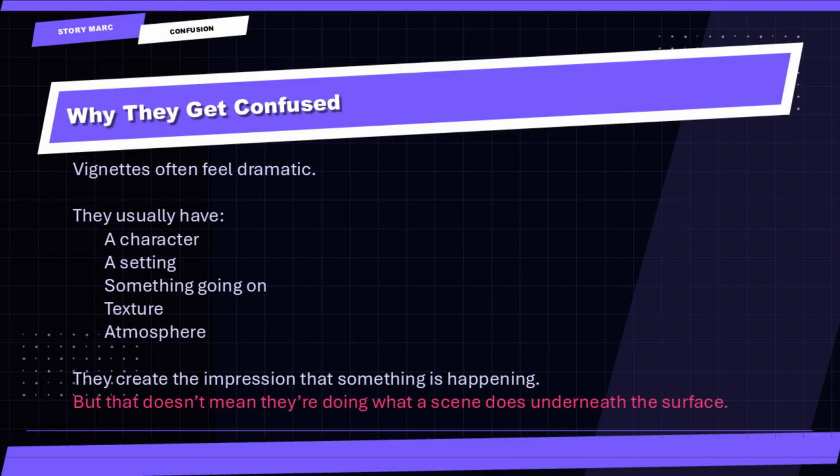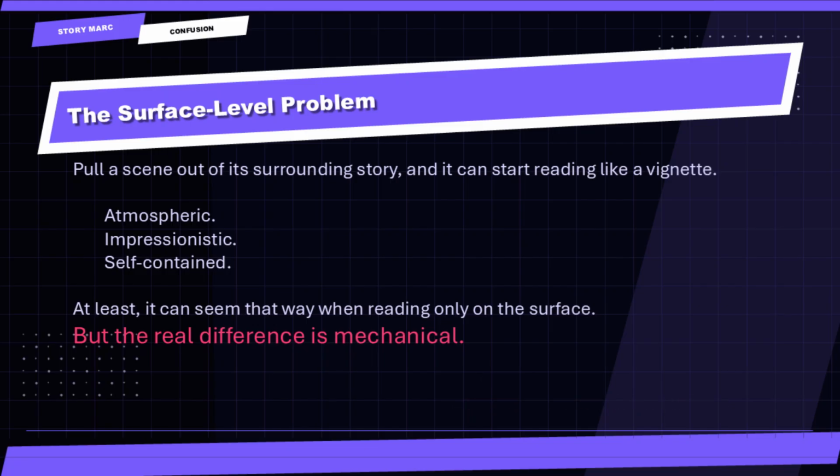And, honestly, it doesn't help that vignettes feel dramatic. There's usually a character, a setting, something going on. But as texture, it creates the impression that something is happening without actually delivering what a scene delivers underneath the surface. Pull a scene out of its surrounding story, and it can even start reading like a vignette. Atmospheric, impressionistic, self-contained. Or at least, some might think that it does when reading things on a surface level.